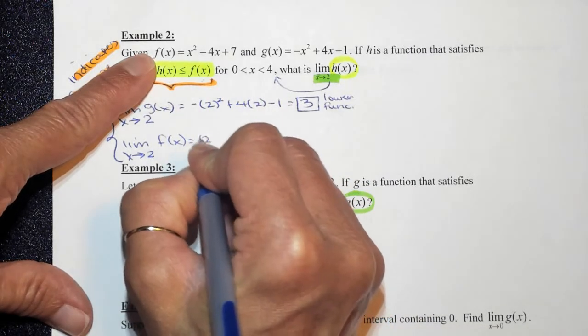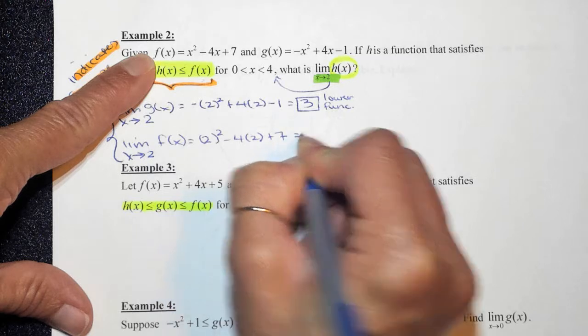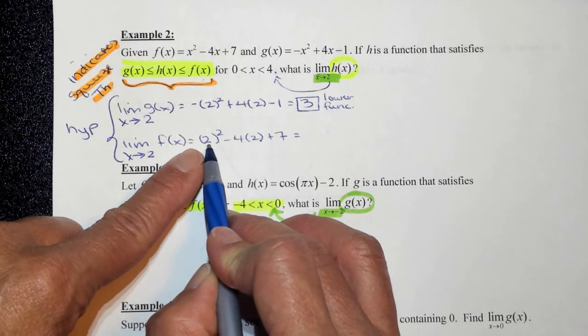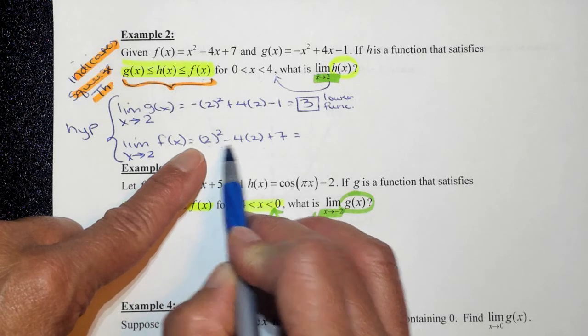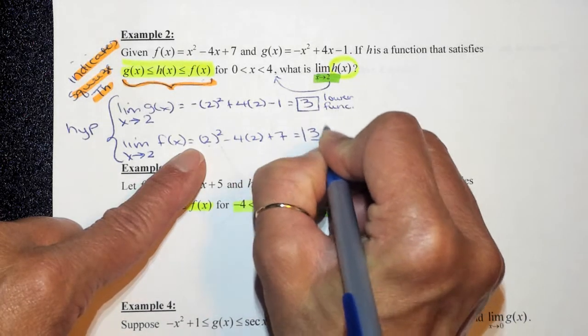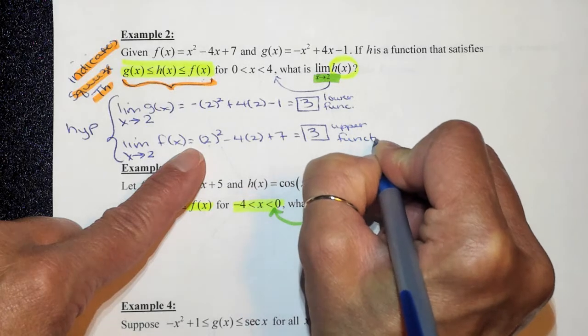So this is 2 squared minus 4 times 2 plus 7 is equal to. Okay, 2 squared is 4, right? Minus 8 is negative 4 plus 3, or excuse me, plus 7 is 3. So this is my upper function. Okay, so far we're in a good place.